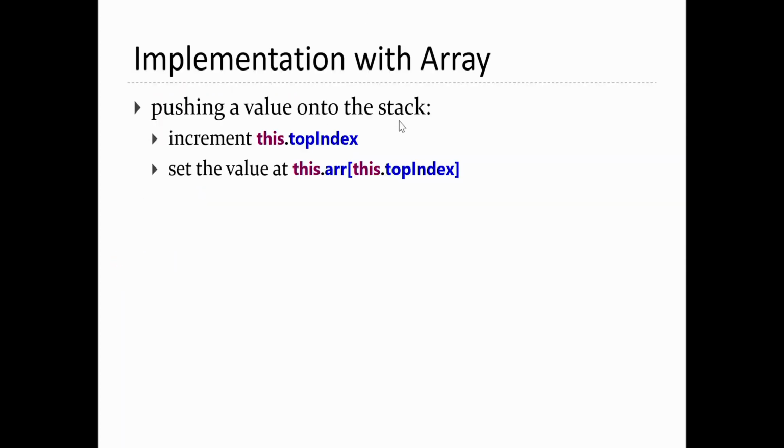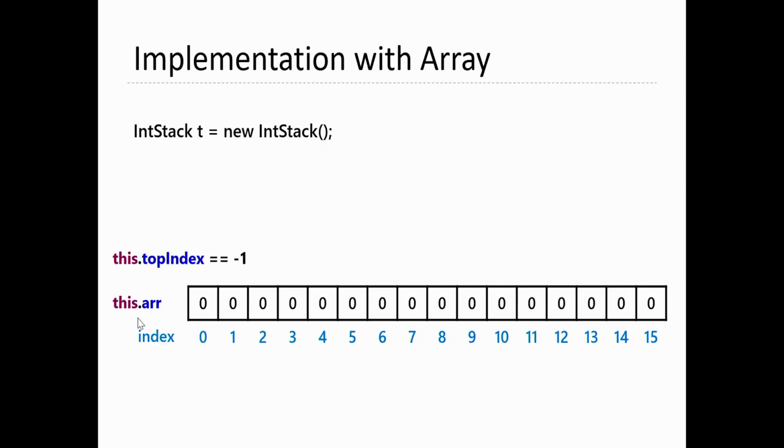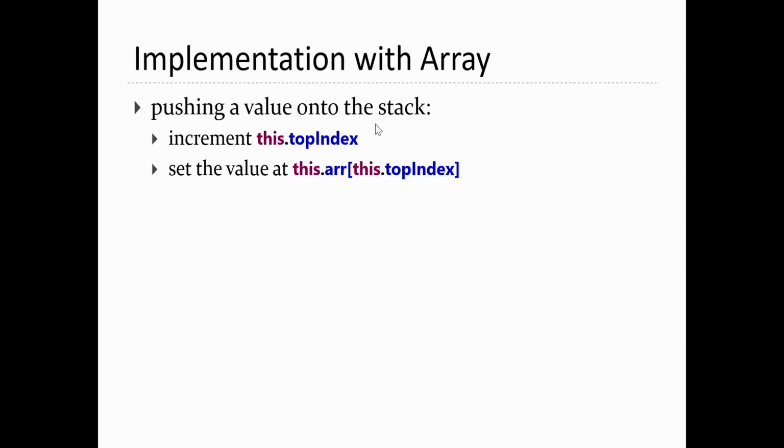When you push a value onto the stack, so suppose I want to push a 7 onto the stack, then I want to write a 7 into the first free space in the array. The first free space is the element at index 0, which is just 1 bigger than the top index. So to push a value onto the stack, you just add 1 to top index to indicate that the top of the stack is going to move up by 1.